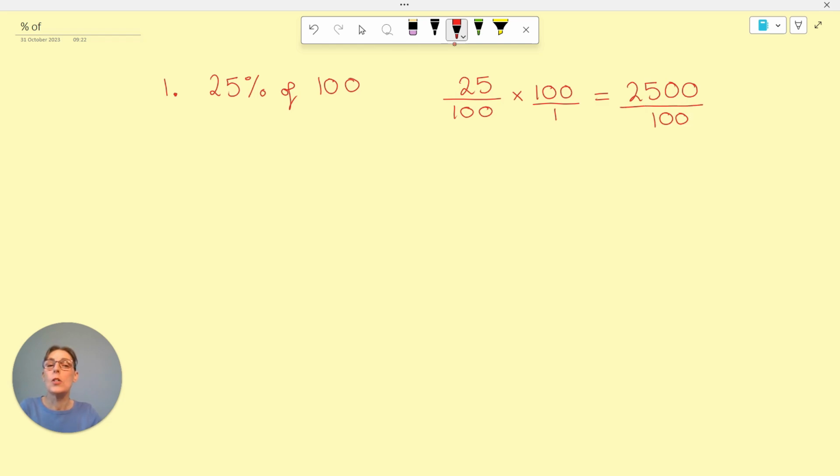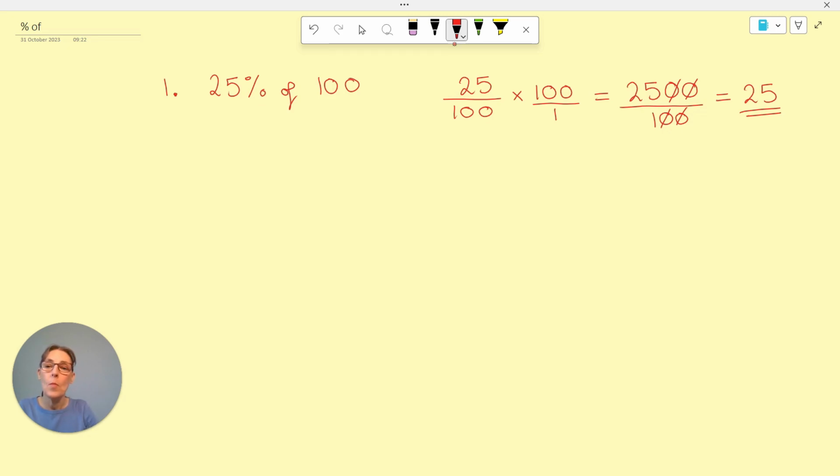If we divide 2500 by 100, we end up with 25 divided by 1, which is 25, which is a bit strange because we've got 25% of 100, but because it's out of 100.